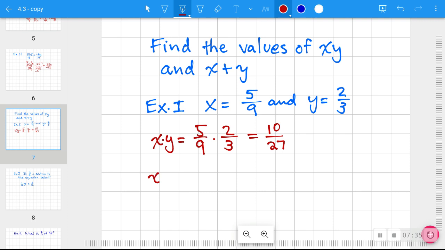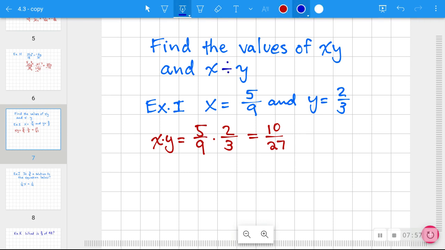Okay, x plus y. You know what? I'm going to erase that one because I haven't taught you how to add yet. I'm not sure why I put that one in there. Oh, I know what it's supposed to be. Hang on. Let me make a brief change here. It's supposed to be x divided by y. That's what it's supposed to be.